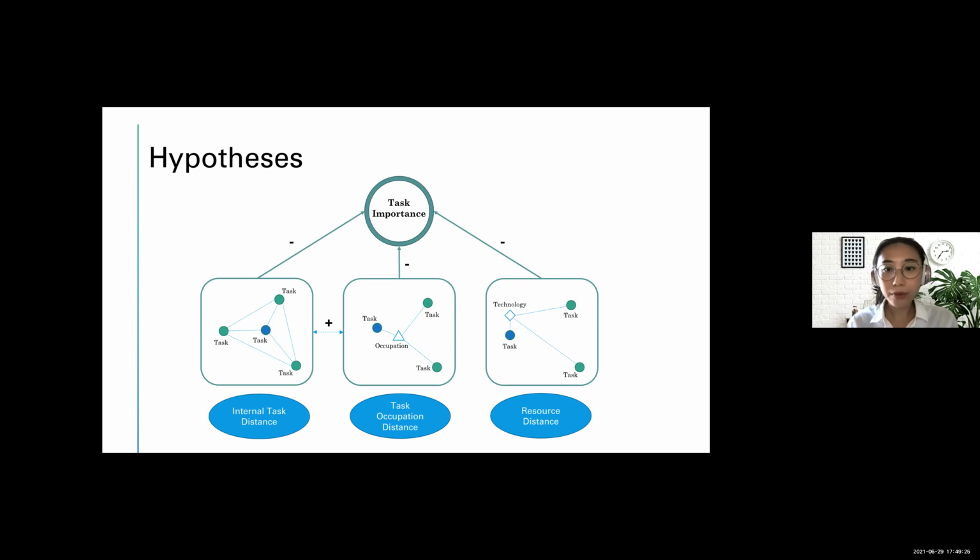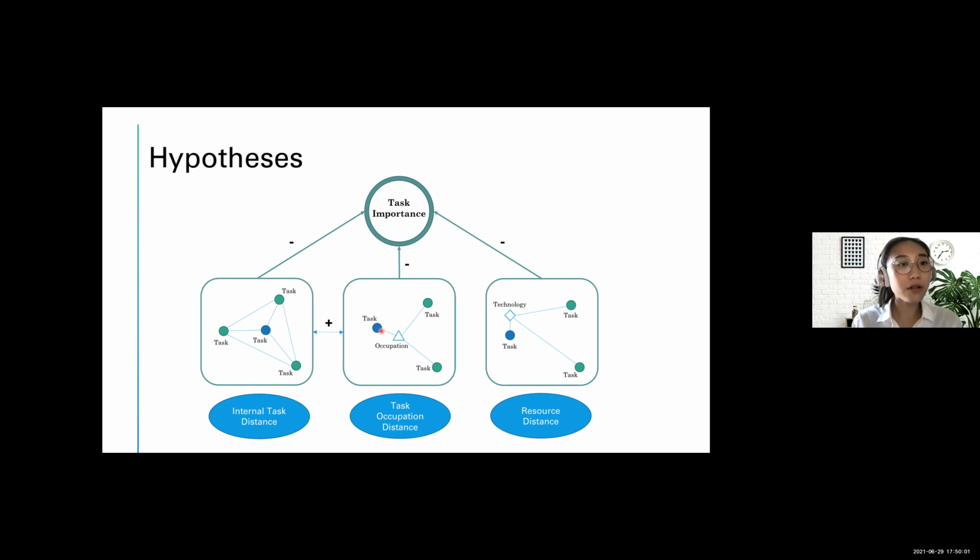So what we believe is that these three measurements will have significant impact on the importance of a task. More specifically, what we conjecture here is the shorter the distance is, the more important a task would potentially be. So the first two are more intuitive to understand. If a task is closer to the description of an occupation, that means the task is more similar to the core identity of that occupation. The task is more likely to be more important.